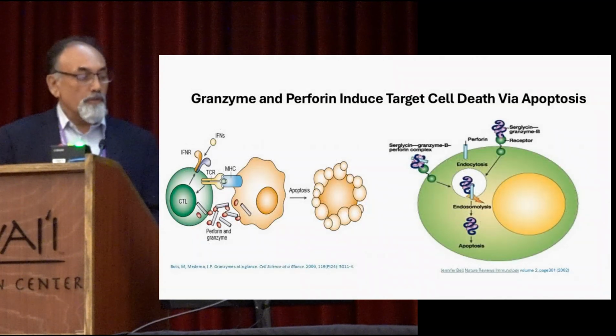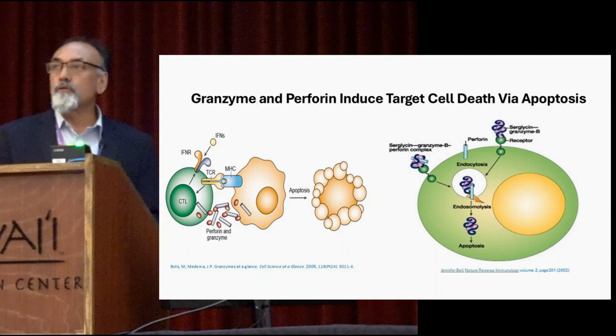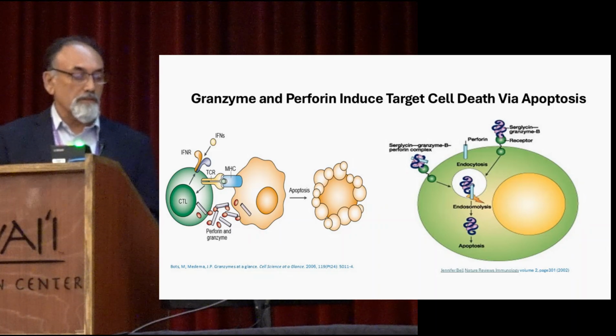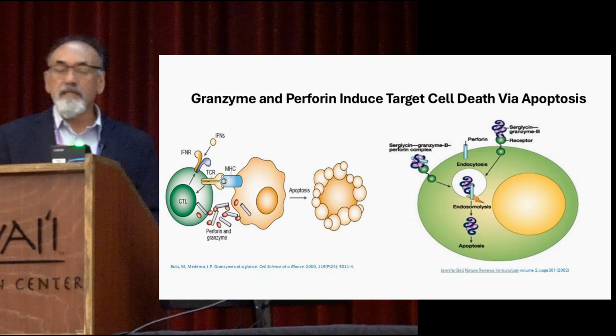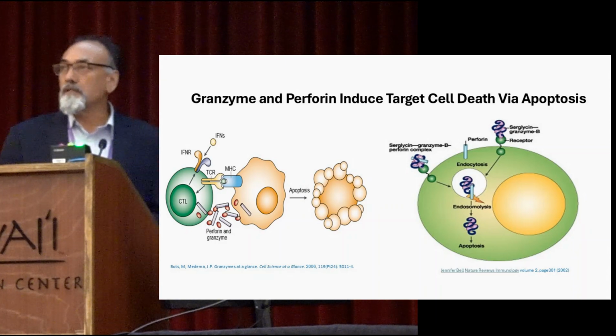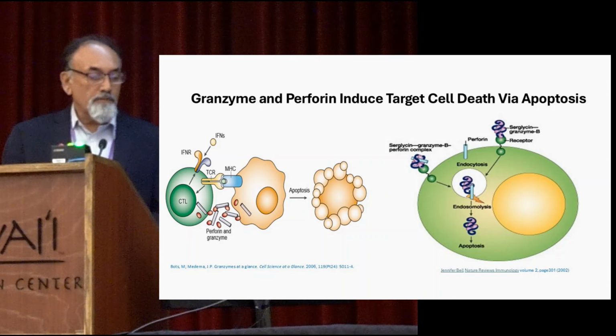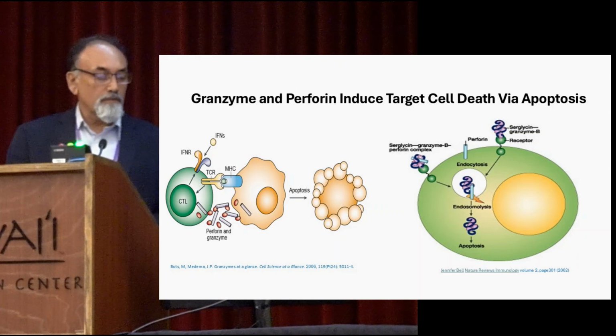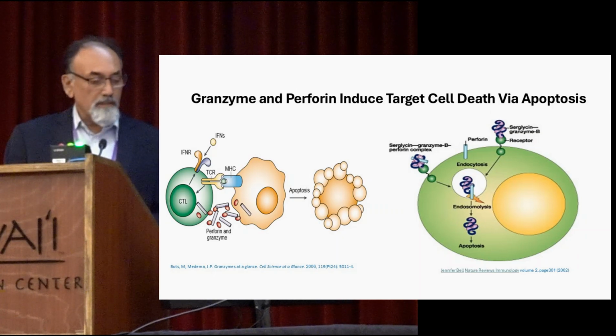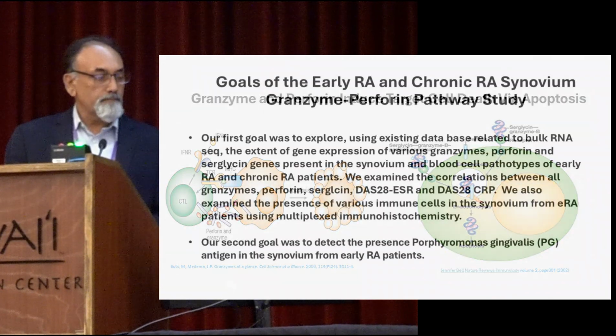This slide simply shows how granzymes are associated with perforin and get delivered into the target cell by CD8 T cells to induce apoptosis. And there is also a different mechanism. Some studies have shown that granzymes are also associated with serglycin, which acts as a storage of these pro-inflammatory molecules, and then again get into the cells through perforin.